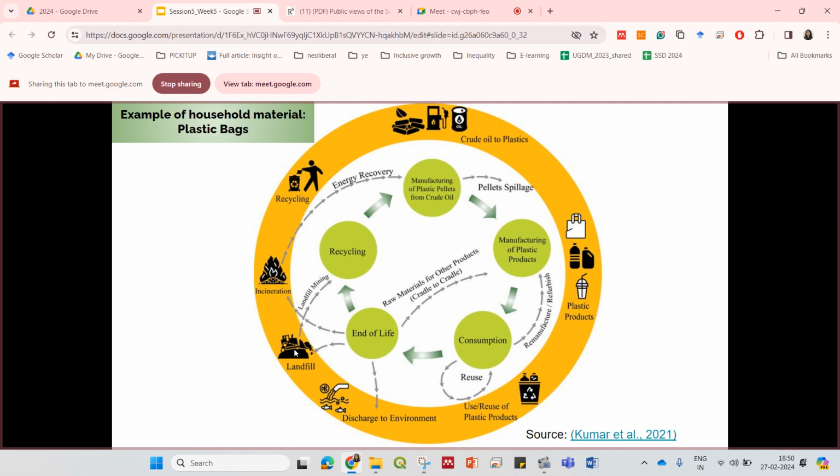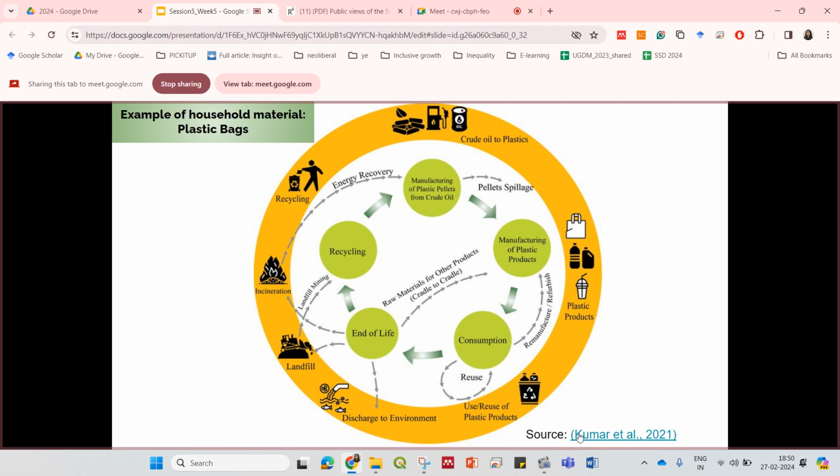Even from the landfill, through landfill mining, certain plastic products can be recovered, and then they can be recycled to again follow the life cycle loop. So this is one example of how more details can be added to your life cycle assessment of the particular product which you try to follow.